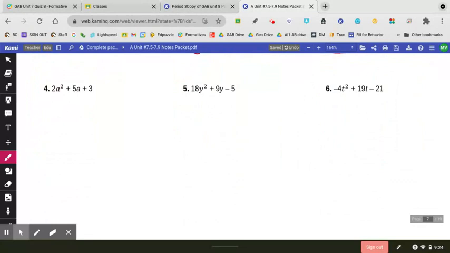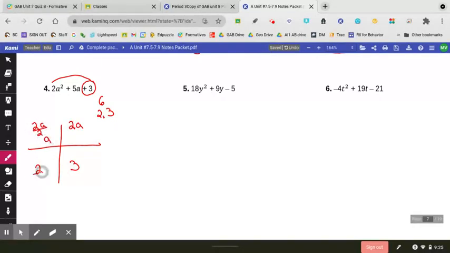Number 4. So I'm going to do 3 times 2, which gives me 6. Numbers that multiply to be 6, that add to be 5, are 2 and 3. So I do my plus sign. So it's 2a, 2a, 2, and 3. On the left, I can divide both by 2, so I get a. Divide the bottom by 2, I get 1. So that's a plus 1 times 2a plus 3.